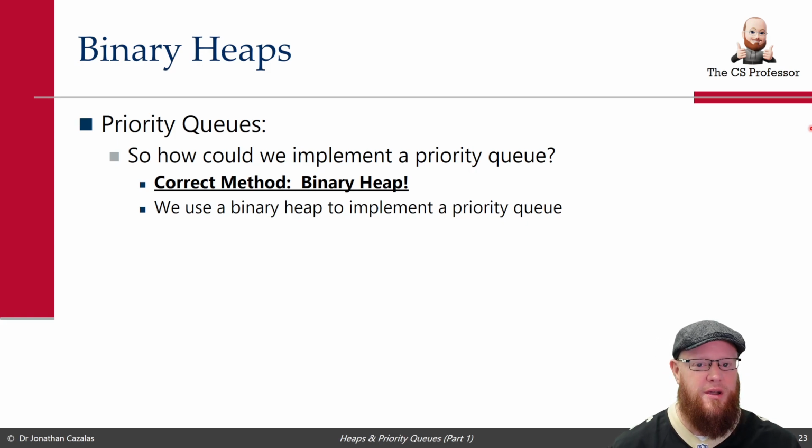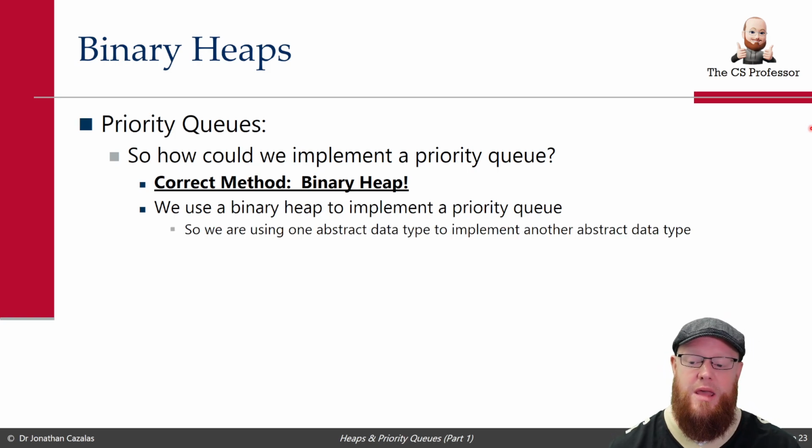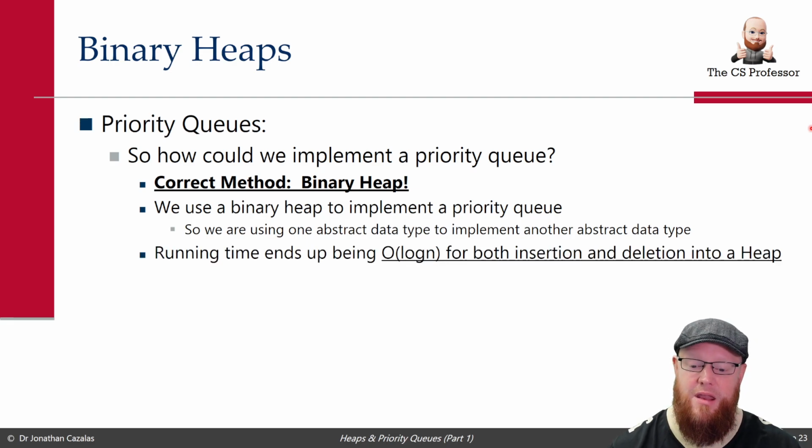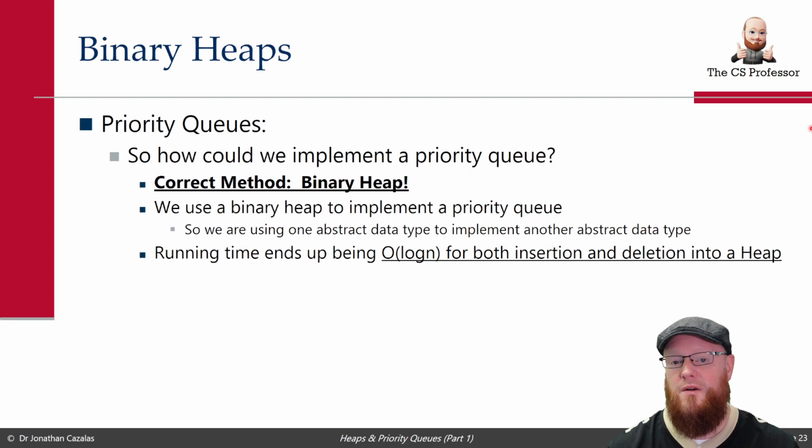So what's really cool here is that the objective is we want to implement a priority queue. How do we do so? We ultimately use another data structure, a heap. So one abstract data type to implement another abstract data type. Ultimately, the running time for both insertion and deletion into a priority queue that's implemented via a binary heap is O of log n. For insertion, an O of log n.